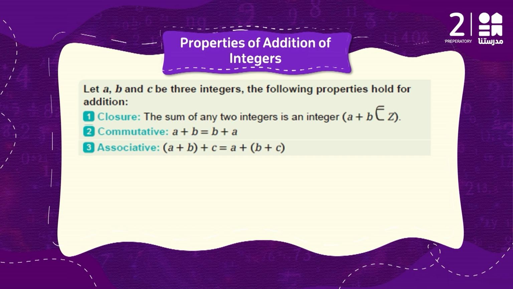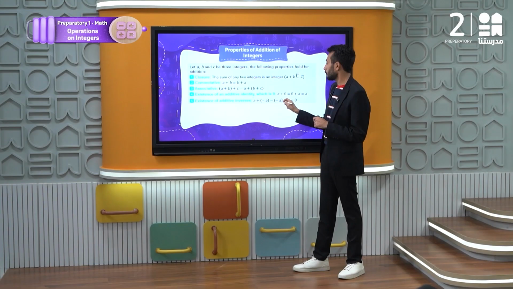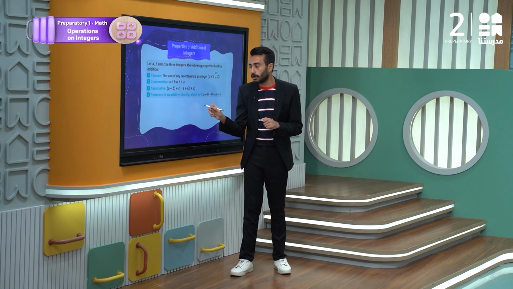Number 3, it's called associative. If you have 3 numbers, you need to add them. You can start with the first 2, like a plus b, then leave c at the end, or you can start with the last 2 and leave a at the end. Number 4, we need to talk about the existence of an additive identity. Additive identity, it means addition without any changing. So, for example, if you have a and you need to add a number without changing a, you need to add 0. So a plus 0, for sure it will be a. This is called additive identity.